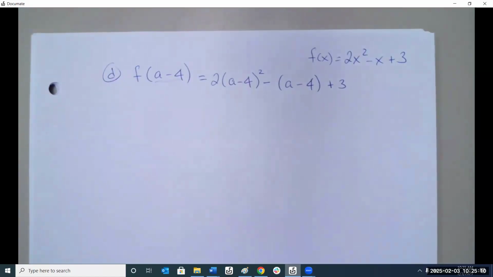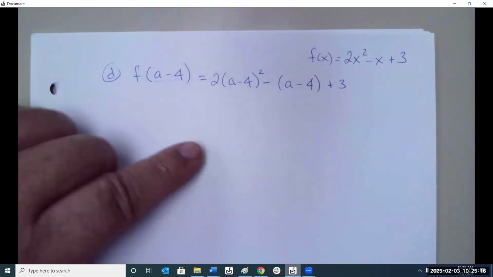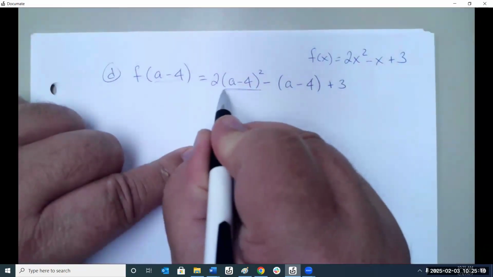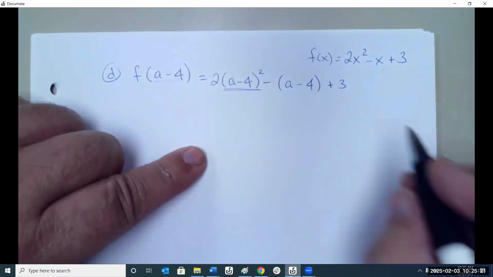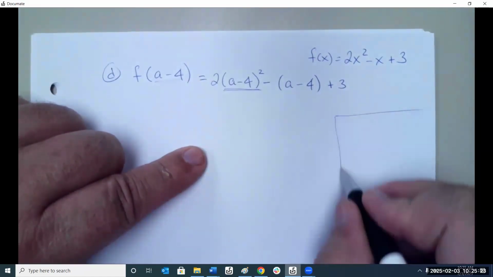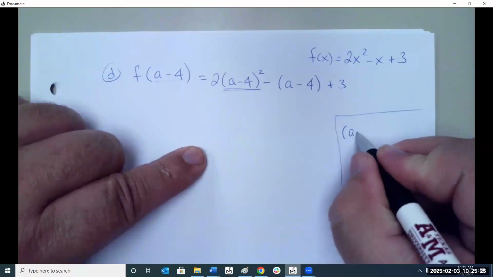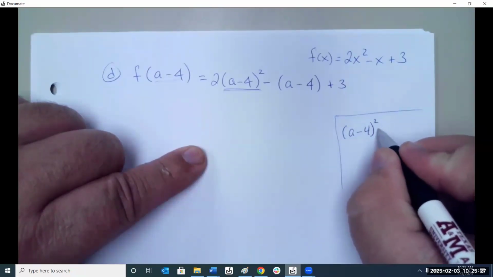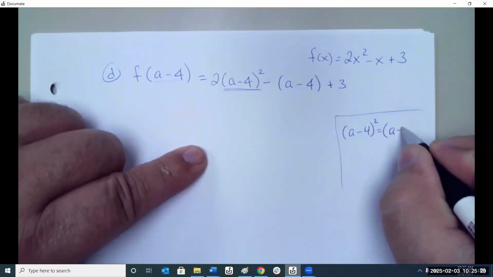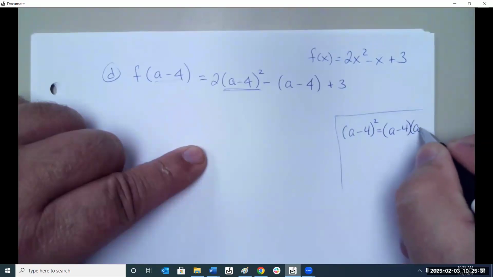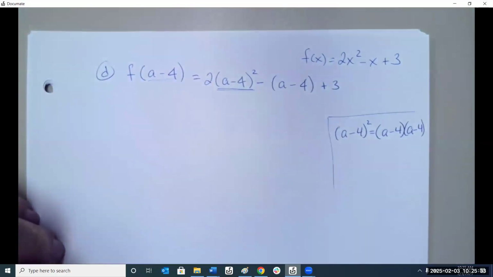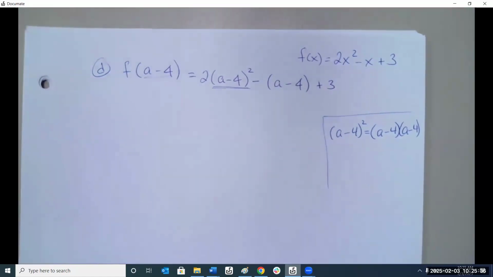I don't know why this is chapter 1 and they're making you do the quadratic stuff already. I don't know why the authors chose this, but let's look at this. What do we do with this one? A minus 4 squared means a minus 4 times a minus 4. And we have to distribute. What do you call it? FOIL. Yeah, since it's binomials.